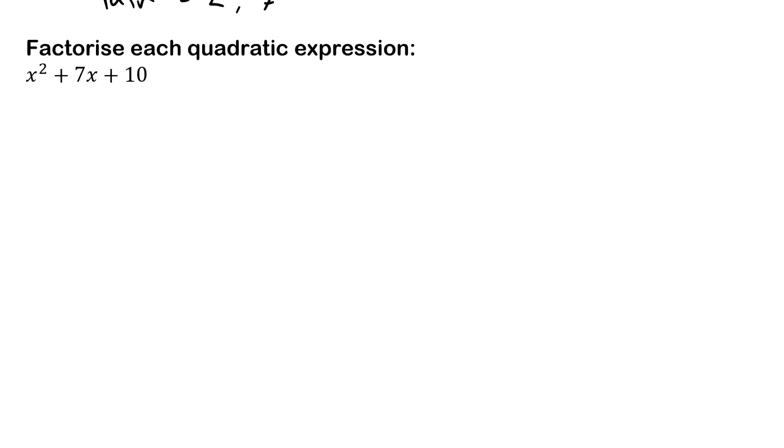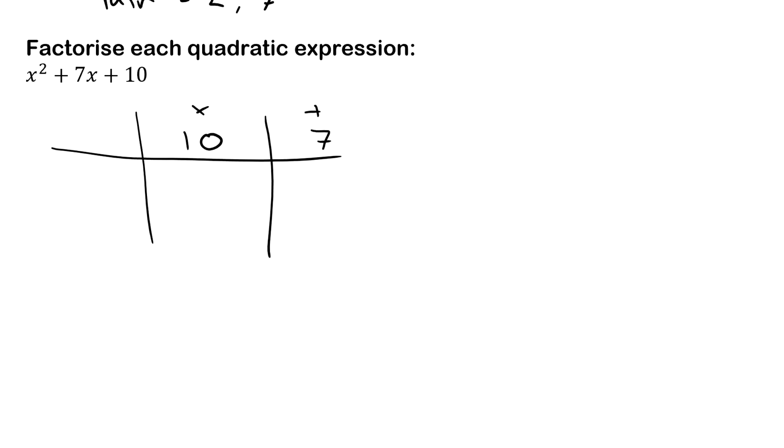Alright, so we're going to factorize these. So the first thing I'm going to do is draw my table. I need to get a times number of 10 and a plus number of 7. So I'm going to think of some pairs of numbers that times to give 10. I can try 10 and 1. So 10 times 1 is 10. 10 plus 1 is 11. So that's not it.